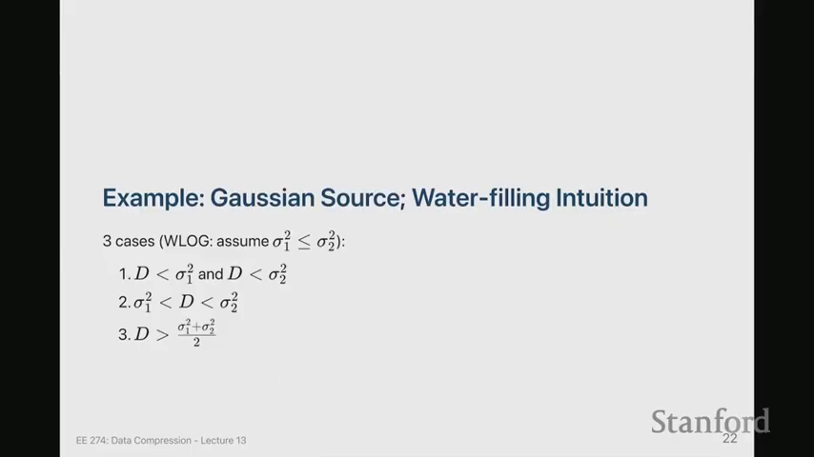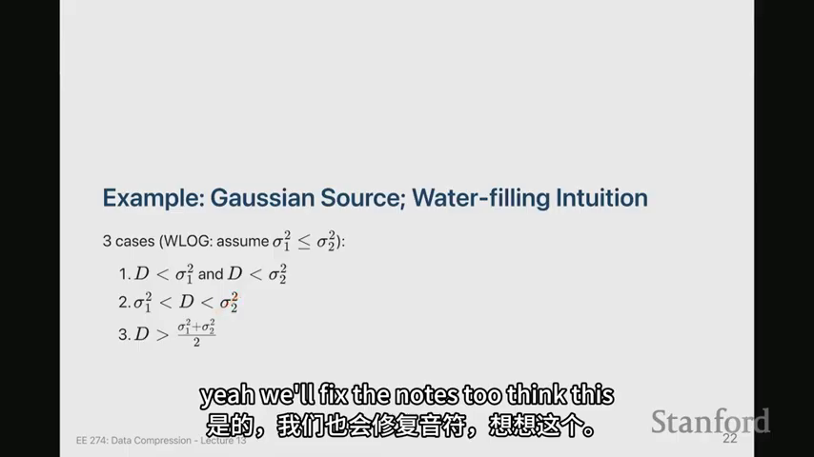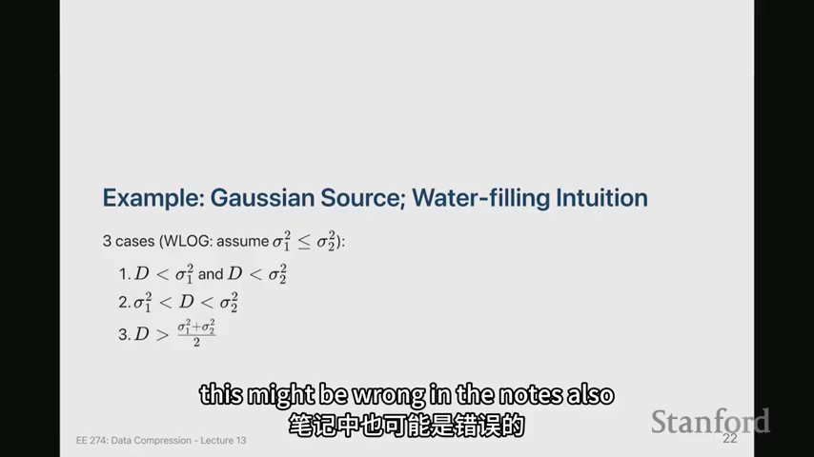The case 2 should be sigma 1 square less than D less than sigma 1 square plus sigma 2 square by 2 instead of. Yes, that is correct. Thank you. Yeah, this should be this guy. That's what you're saying. Yeah, we'll fix the notes too. I think this might be wrong in the notes also, so we'll fix it.